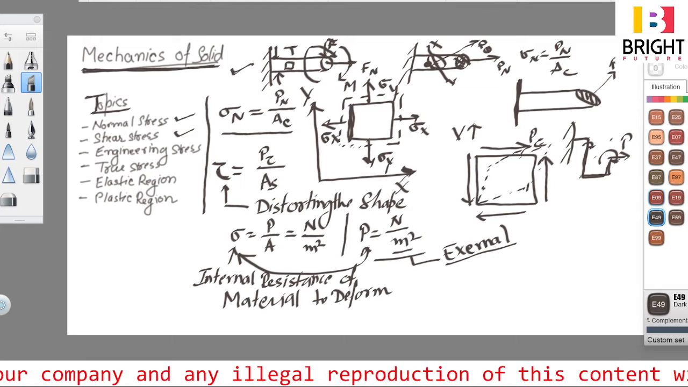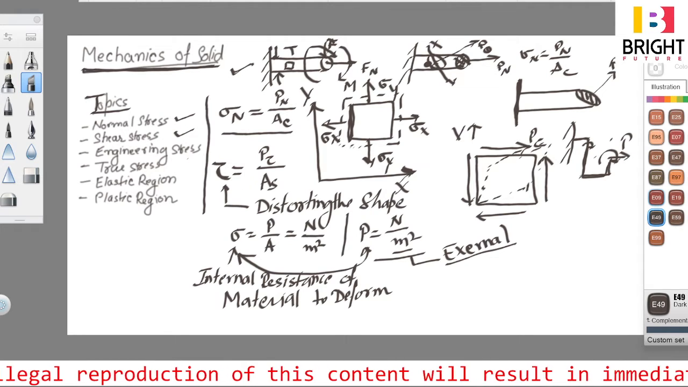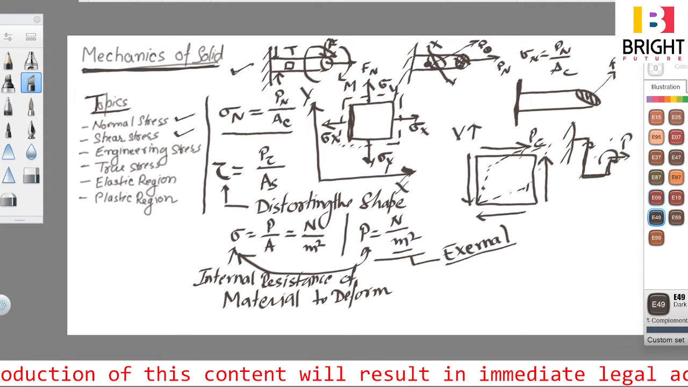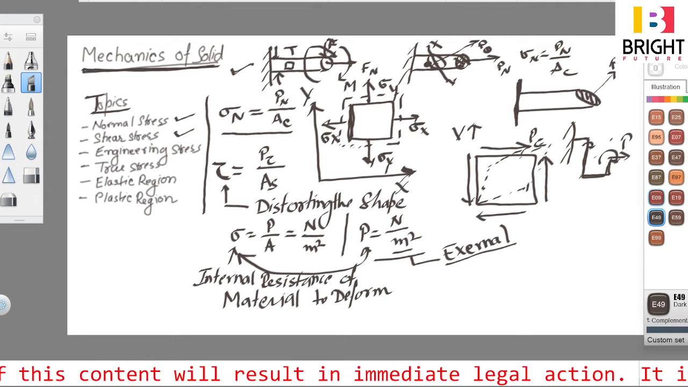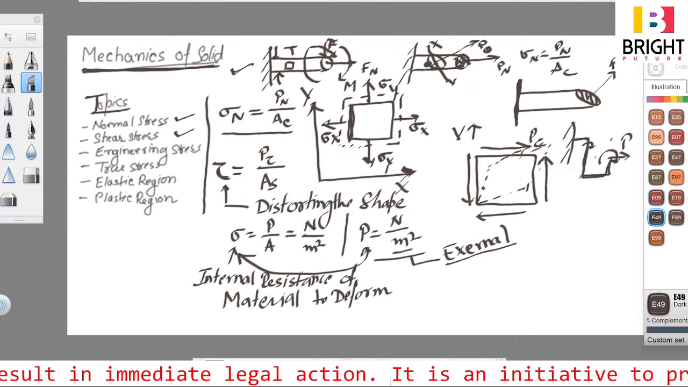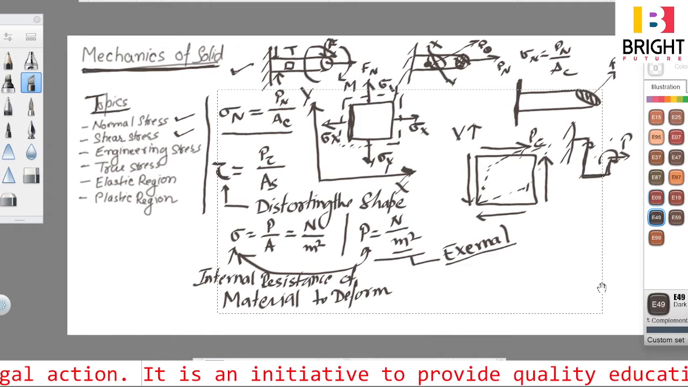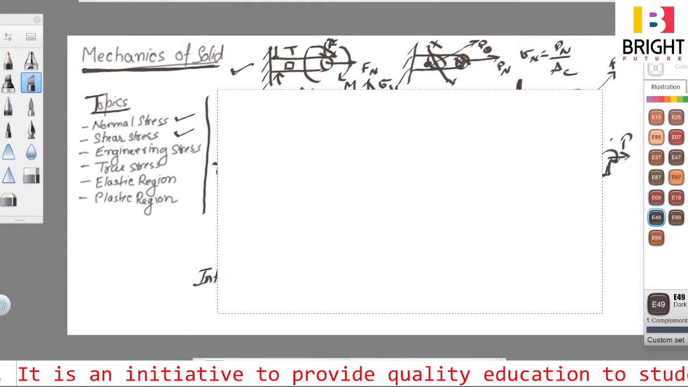So these are the two concepts which I had cleared, like normal stress and shear stress. Another question is, what is engineering stress? Now I'll delete all this. You can pause and note down all the concepts. Let me clear this area, right?